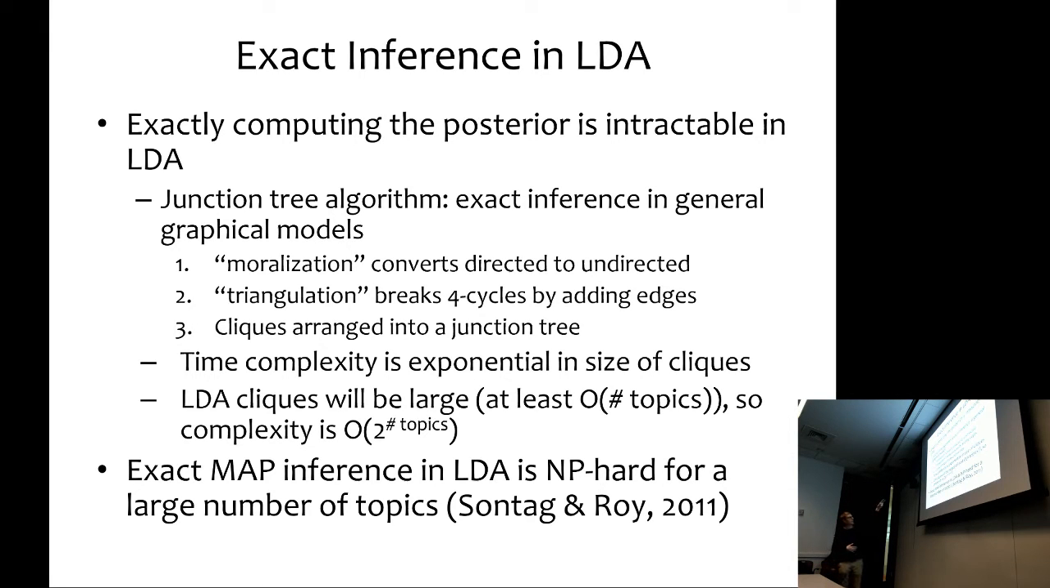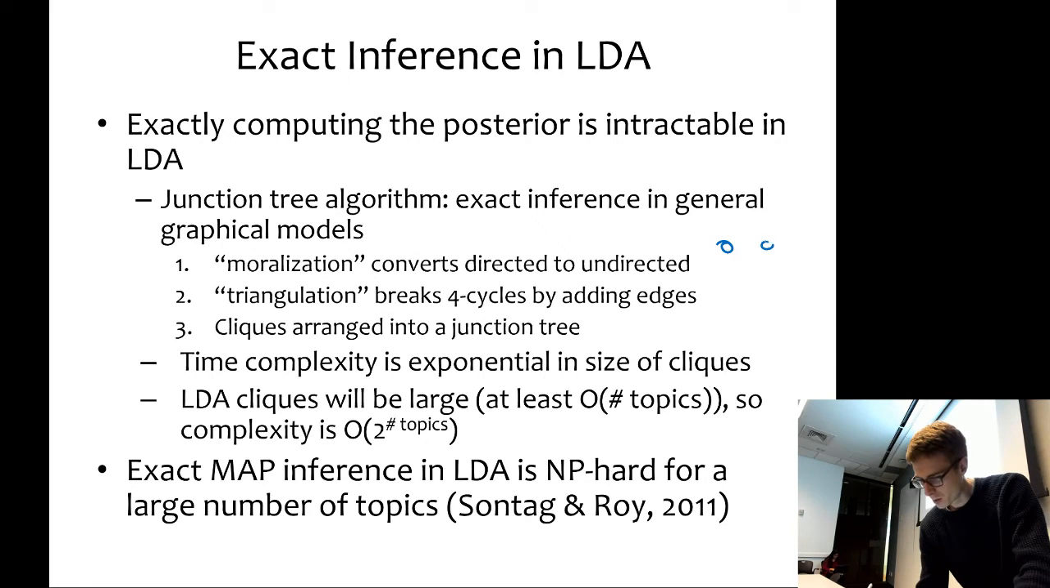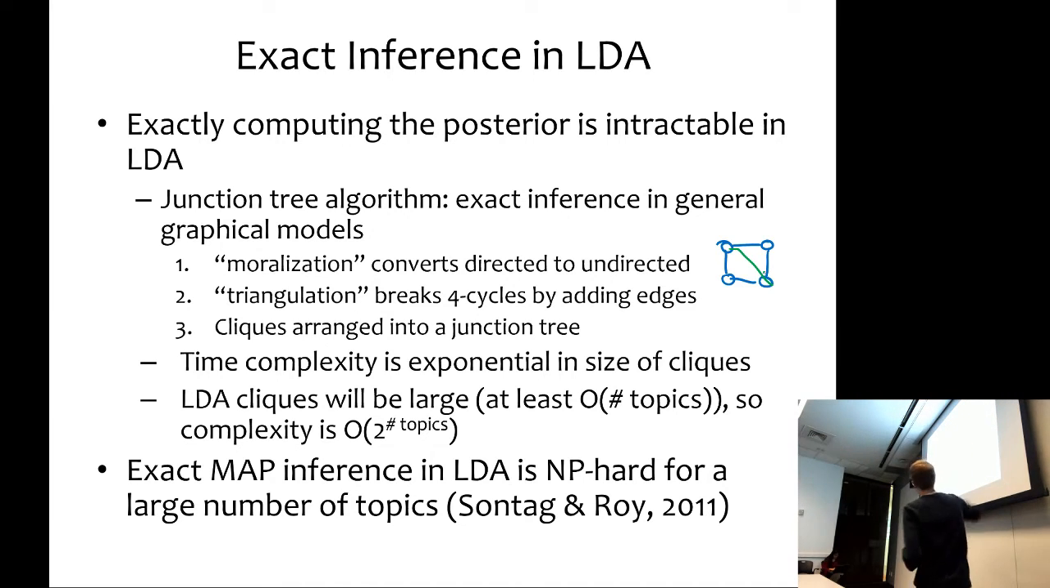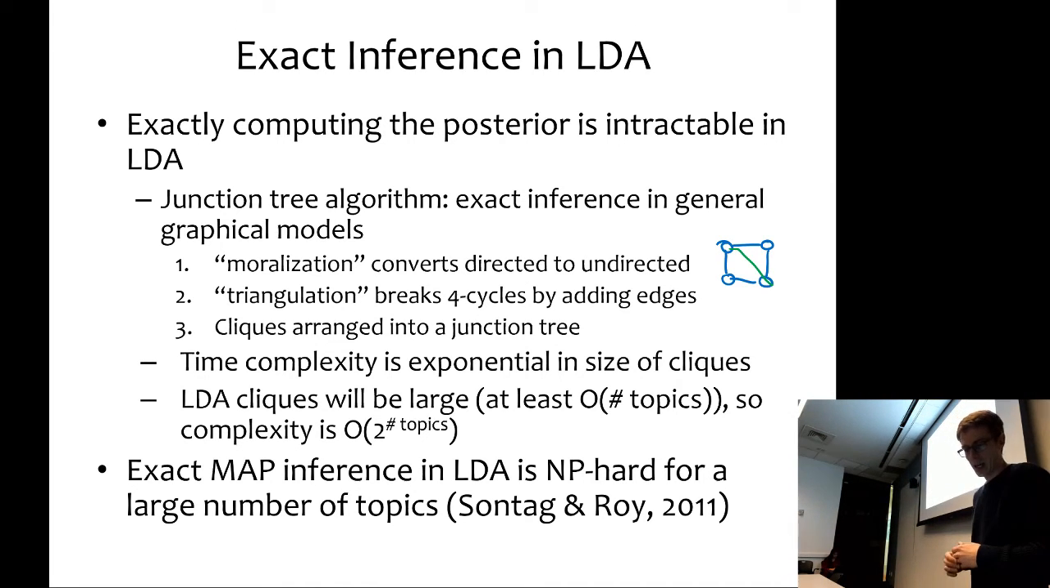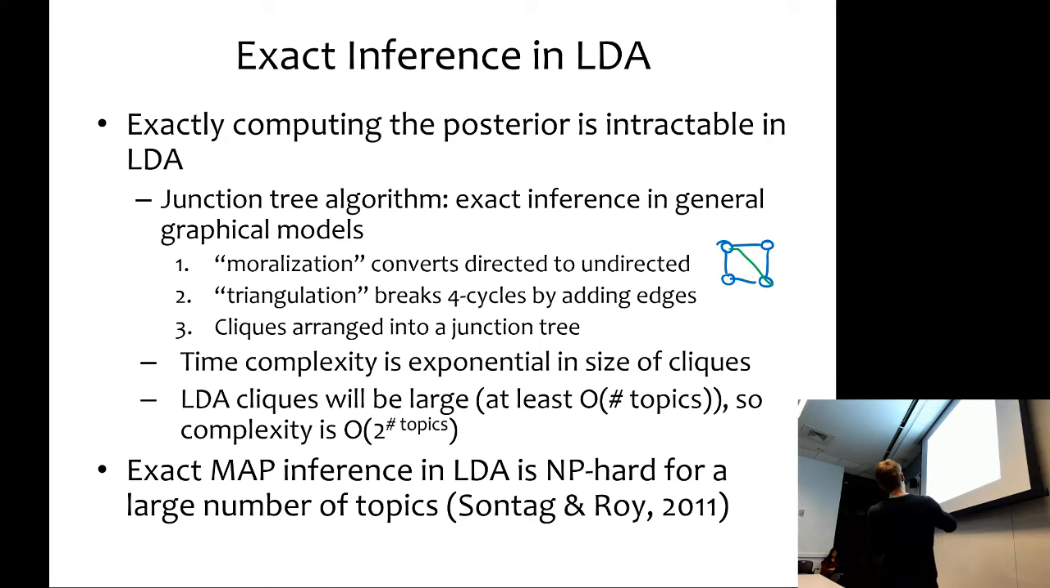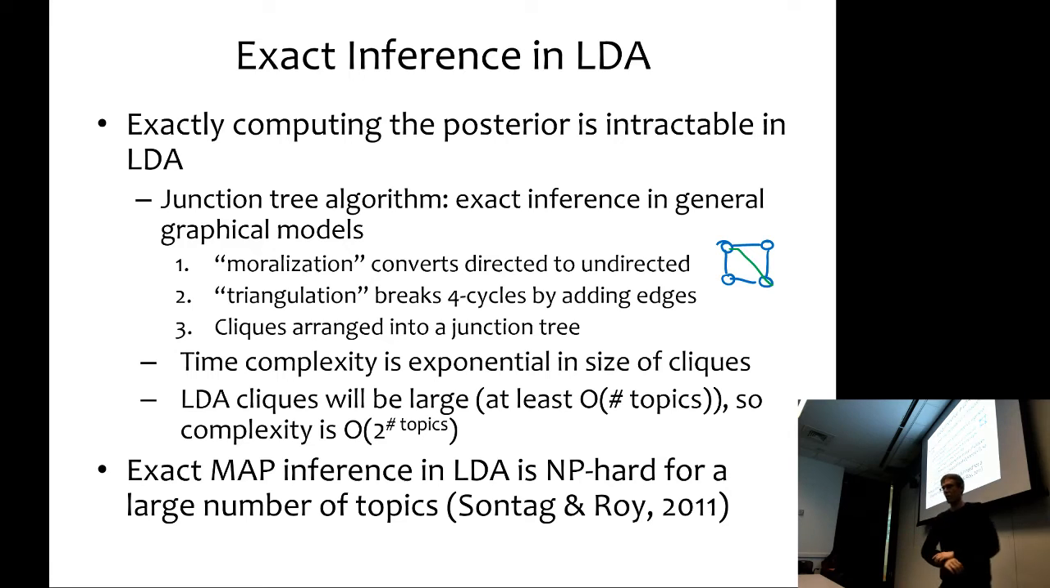Second, it triangulates, which means that wherever there's a four-cycle, which just means that you have some set of four variables like so, it triangulates by adding a new edge diagonally. Okay, and then it makes a new structure called a junction tree, where each clique in the original graph becomes a variable. And the time complexity is actually exponential in the size of those cliques.